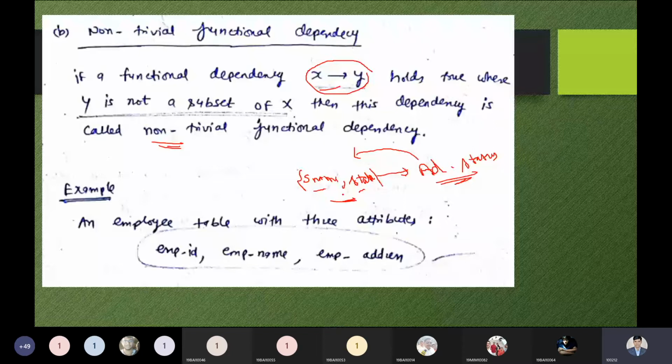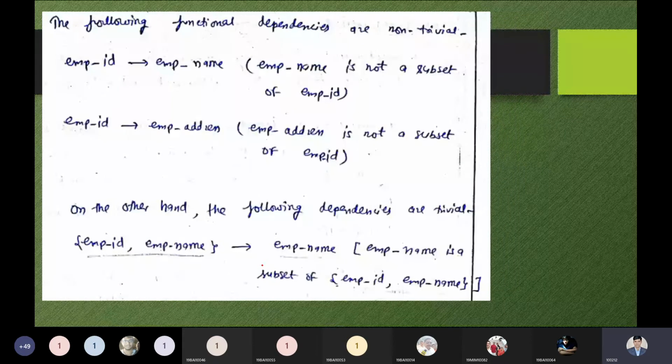Here we are considering a simple employee relation, that is employee ID, employee name, and employee address. These are the three different attributes we have. Now see, employee ID determines employee name.